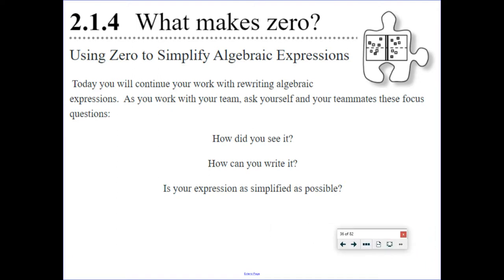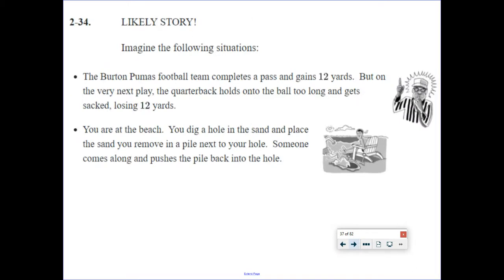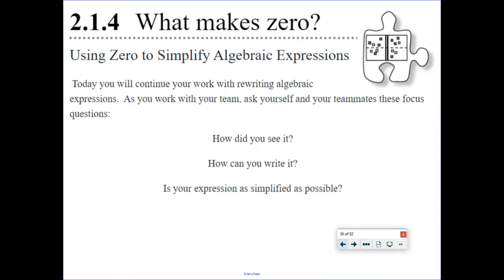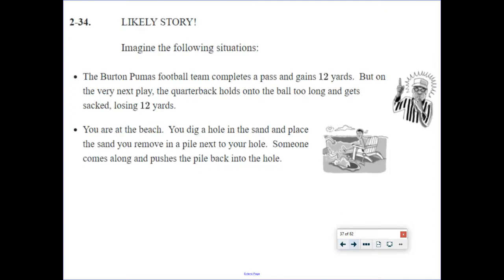Okay, so I want you to read these two stories right now, problem 234. And again, on your paper should say clearly 2.1.4. Please always write those at the top of the page, really nice and big, so that you know what to upload to this video, okay? 214, problem 234, likely story. Imagine the following situations. Please read those two situations right now, pause the video, read them, and tell me, what do you see in common? What is there in common with those stories? Go.